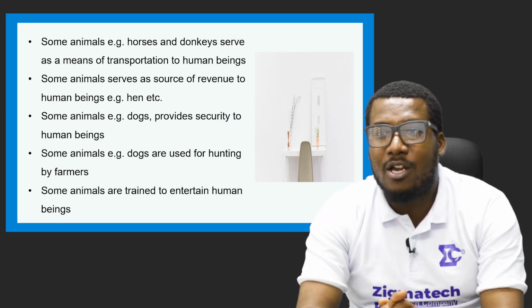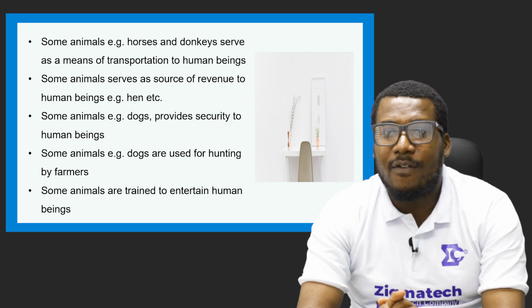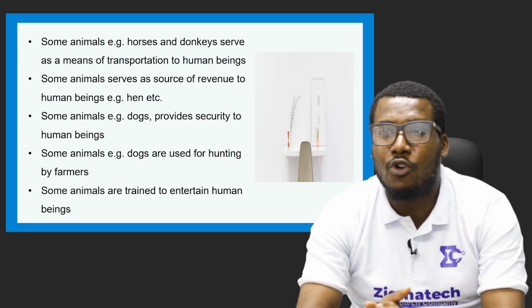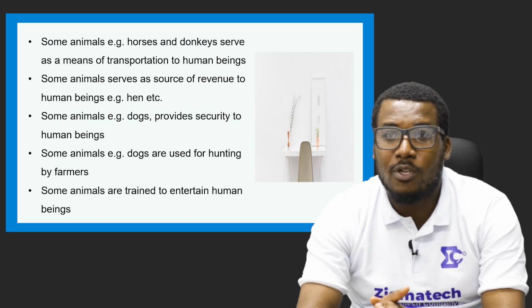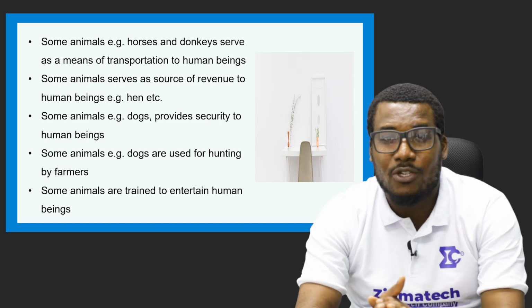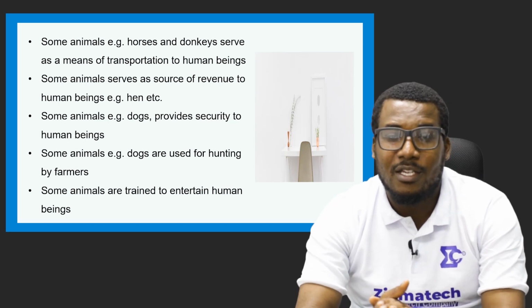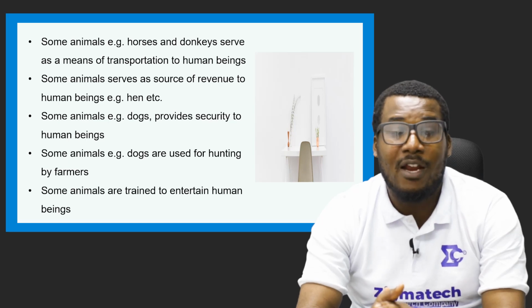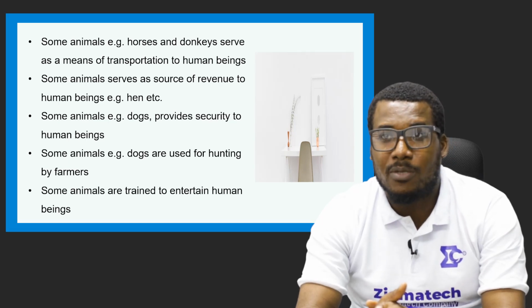Some animals, like the horse and donkeys, serve as a means of transportation to human beings, as well as the camels too. They help to transport us. In fact, the elephant is used as a means of transportation in some countries, such as India. The Indians serve and worship the elephants, and they also use them as transportation.